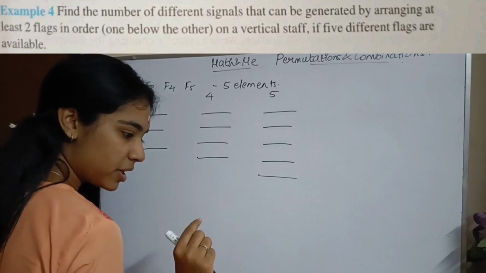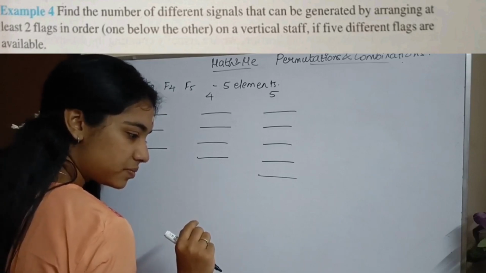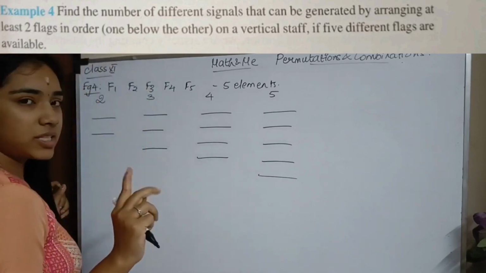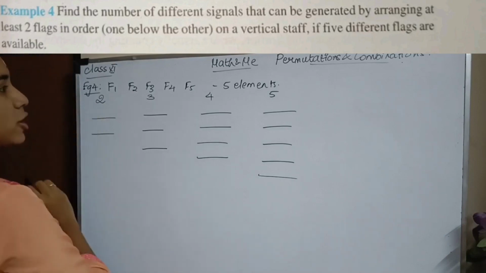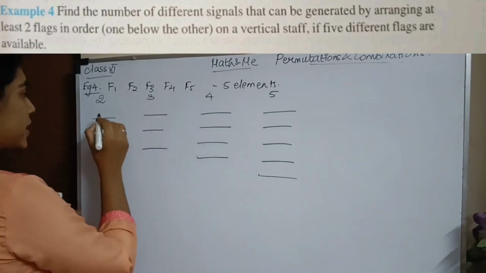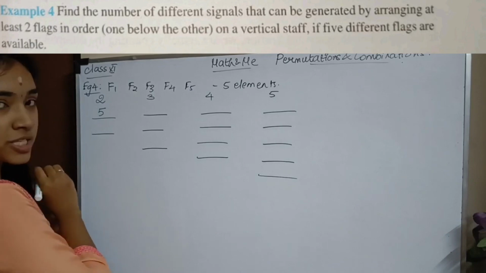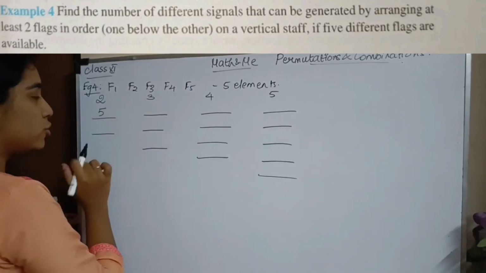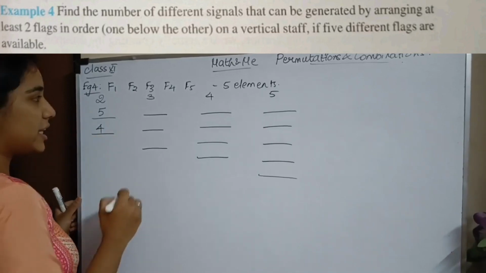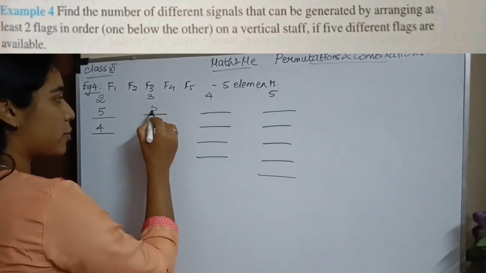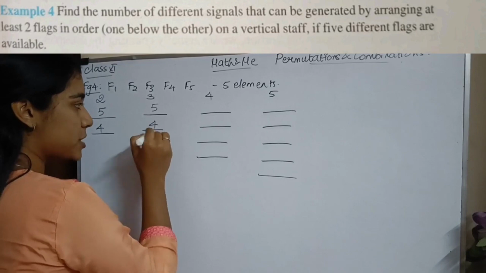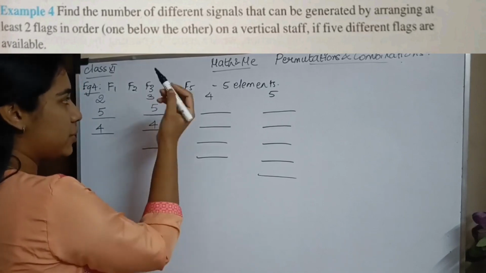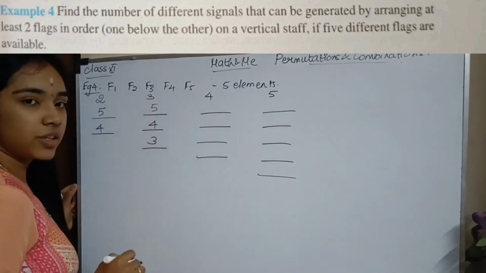It cannot be repeated because I have to place 2 different flags. Okay, so first I have 5 flags, so I can choose one of those from the 5 options that I have. Then for the second flag I have 4 options left because one is already used, so 5 times 4. Similarly for 3 I have 5 options for the first flag, 4 options for the second flag. So now that two are used, I only have 3 options for the third flag.